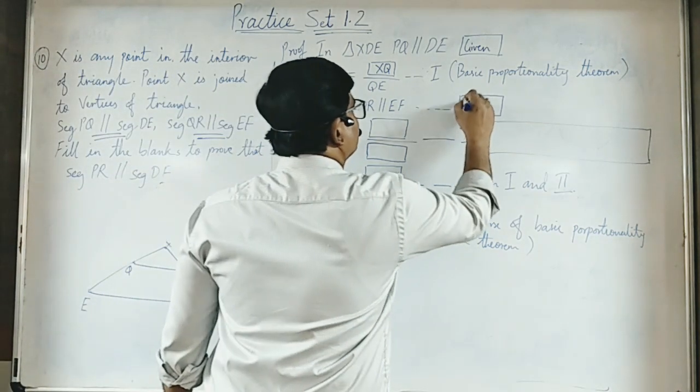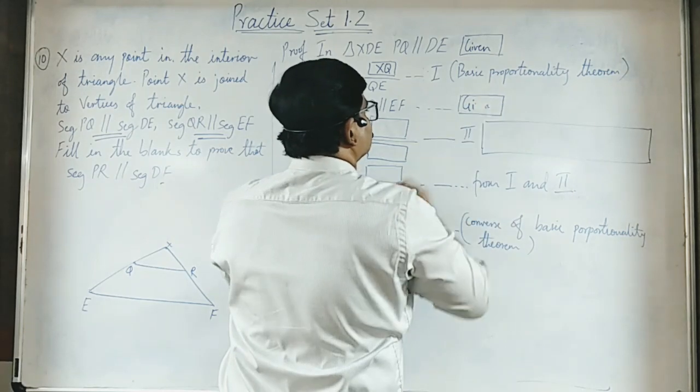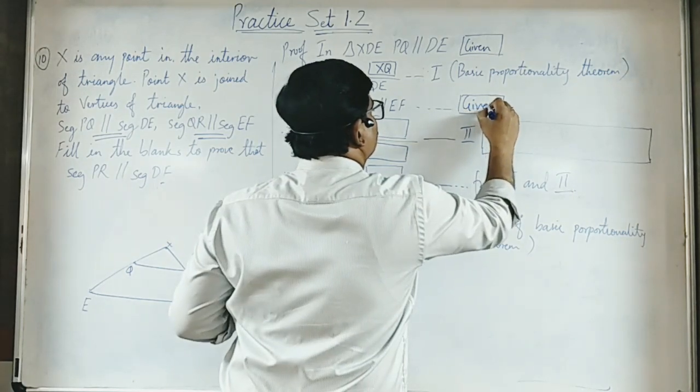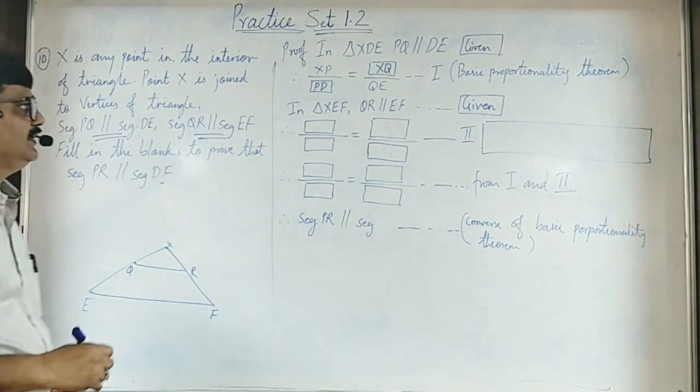So here you have to write it over here, given. I have to write it over here, given. So when I write, this is what we got, given coming up. Now next, same thing like what we did on the top over there.